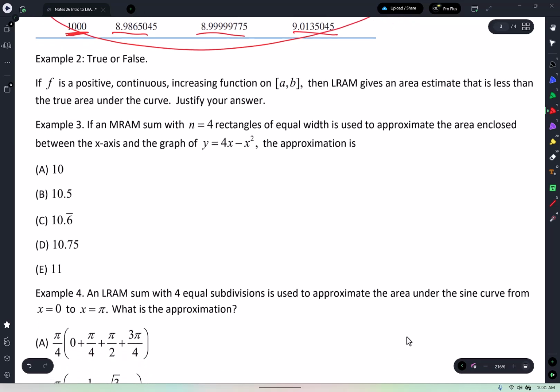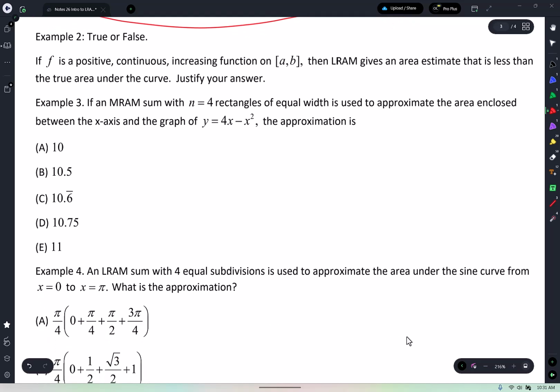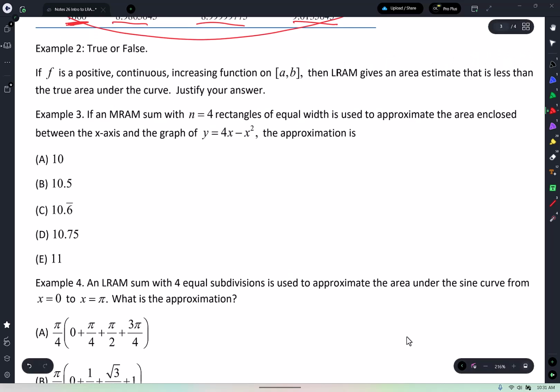All right, guys. Here we go. Let's continue. It says example 2, true or false. It says if f is a positive continuous increasing function on a to b, so let's see, positive continuous increasing, so I'm either going to be like this or like this. Then LRAM gives an area estimate that is less than the true area under the curve. Justify your answer.